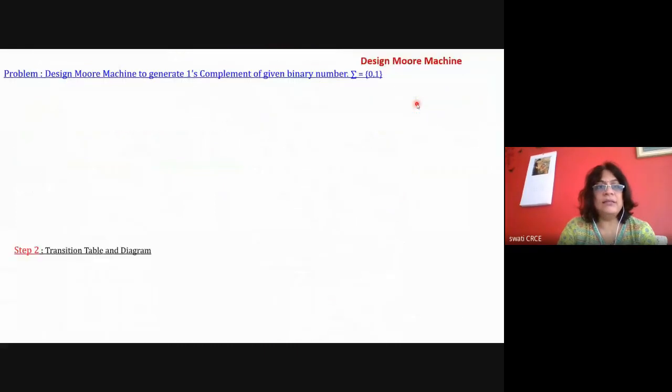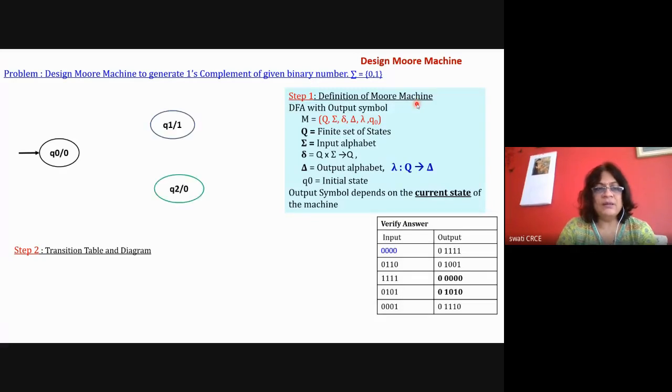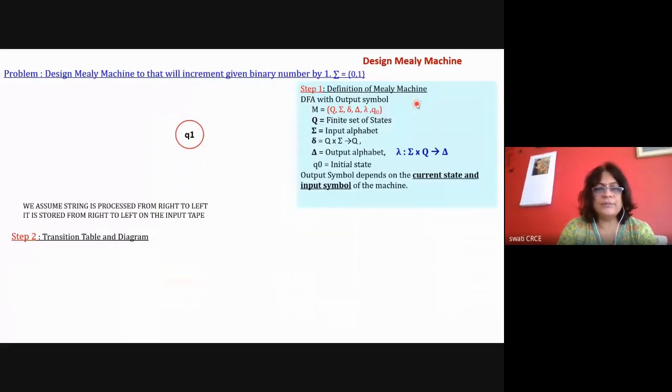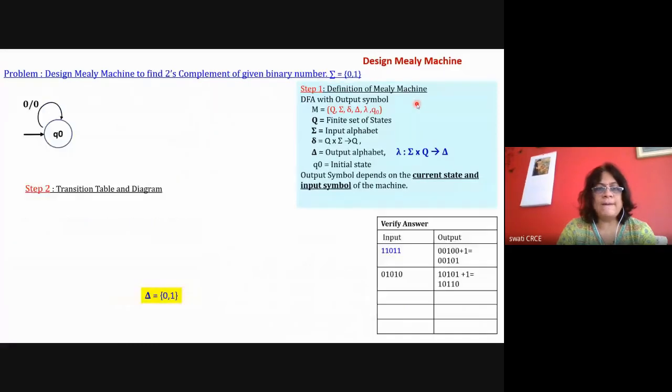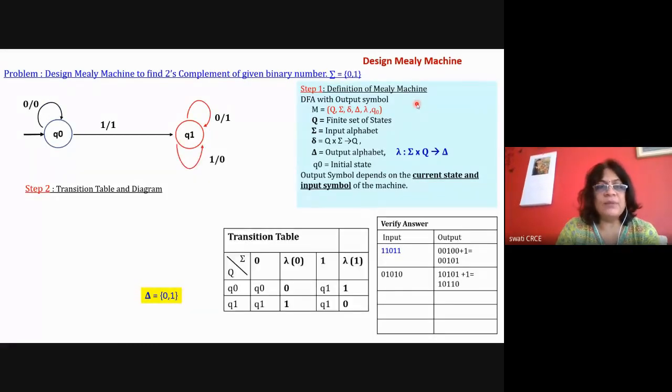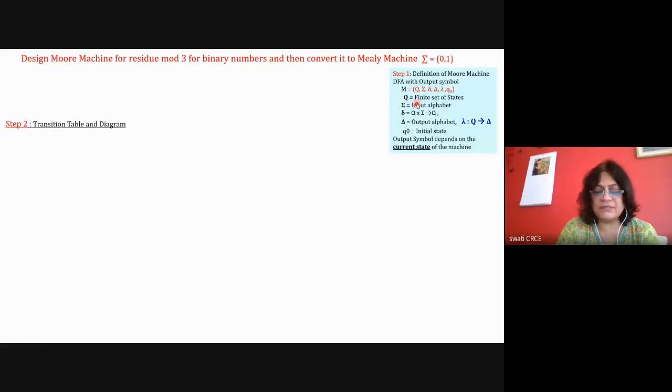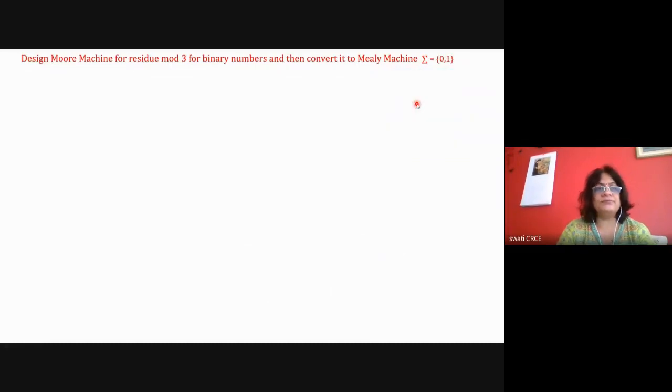Okay, then we have seen the Moore machine complement problem. Then we have seen this Mealy machine problem also. So we have taken one Moore machine and two Mealy machine problems previously. Now today we will see this problem. Okay, so write down in your book: design the Moore machine for residue mod 3 for binary numbers and then convert it to Mealy machine.